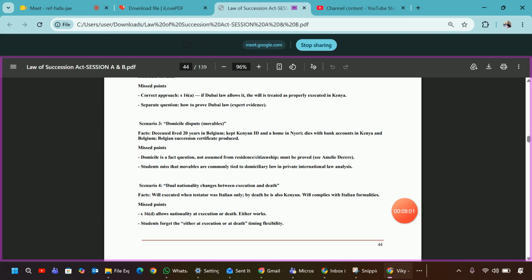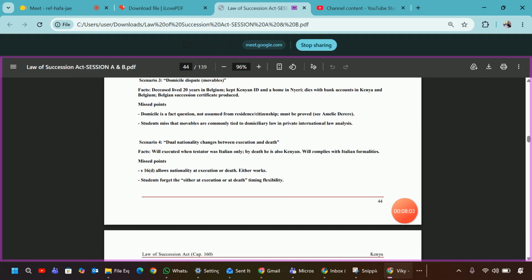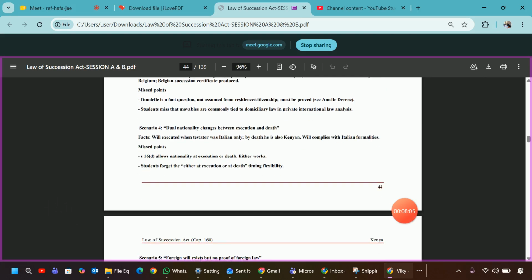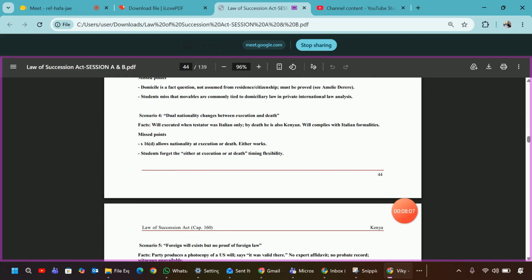So section 4. Scenario number 4: dual nationality changes between execution and death. A will is executed where the testator was Italian only. By death, he is also Kenyan. The will complies with Italian formalities. What are the missed points? We see that Section 16D allows nationality at execution or death; either will work. Students forget the timing flexibility, either at execution or at death.